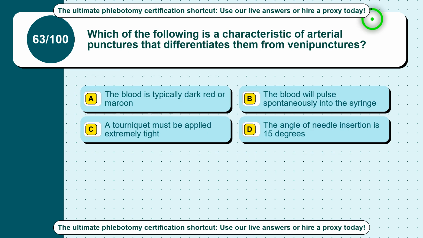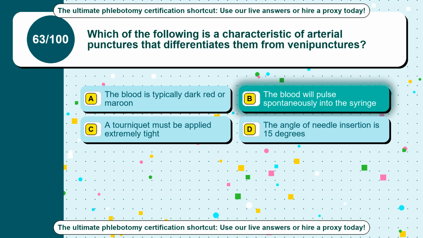Question 63. Which of the following is a characteristic of arterial punctures that differentiates them from venipunctures? Option A. The blood is typically dark red or maroon. Option B. The blood will pulse spontaneously into the syringe. Option C. A tourniquet must be applied extremely tight. Option D. The angle of needle insertion is 15 degrees.